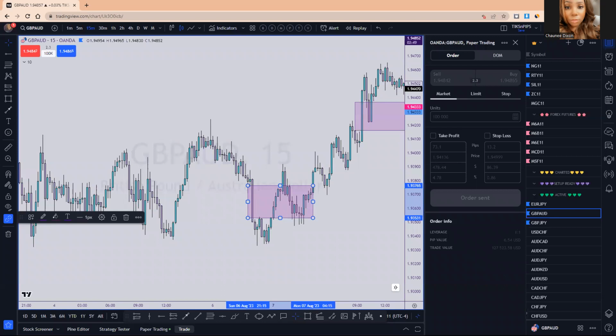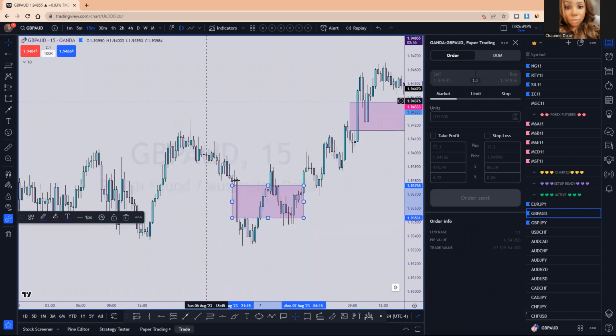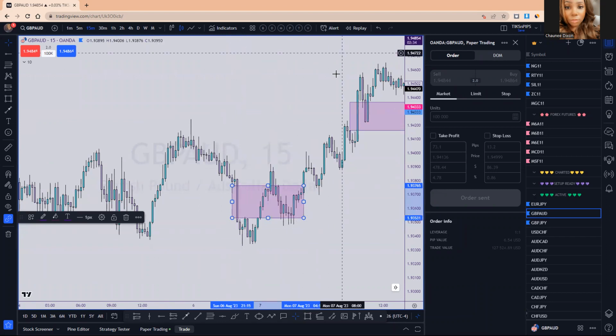Now, can it come into it more than once? Yeah, it can, but I typically would like it to reject off of it once. Usually if it's doing it multiple times, it's kind of, for me, playing around in it. And I do not like that type of price action when it comes to order blocks. I like a straight wick in and push out.